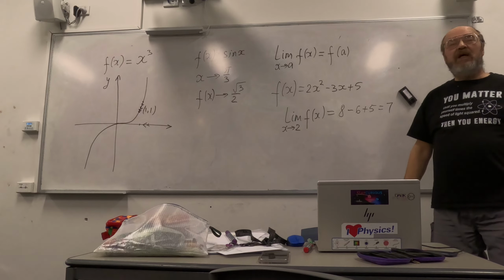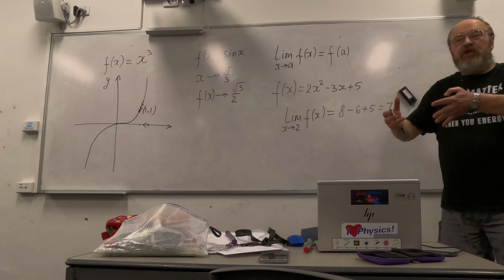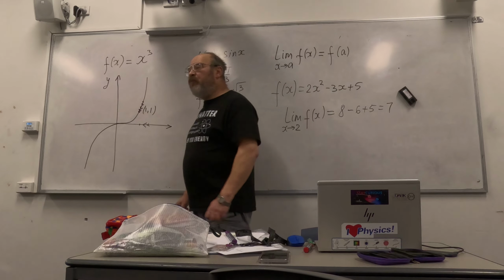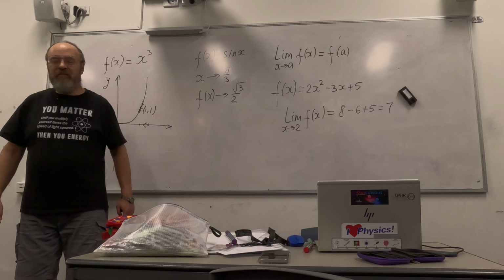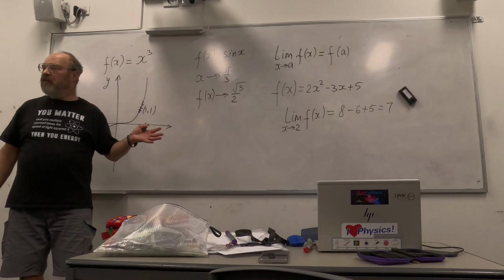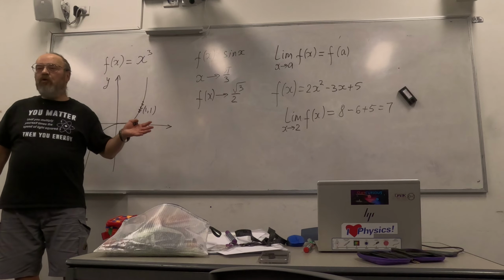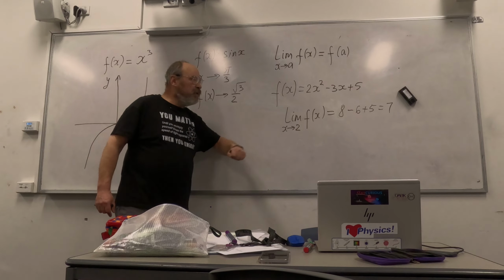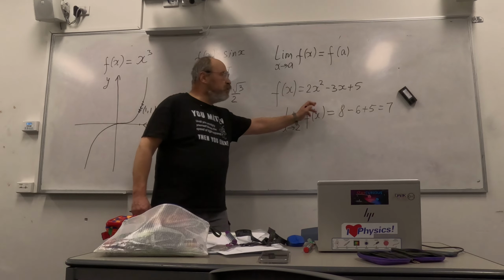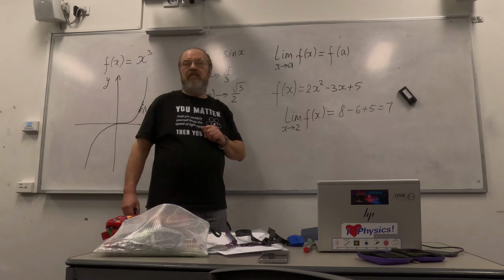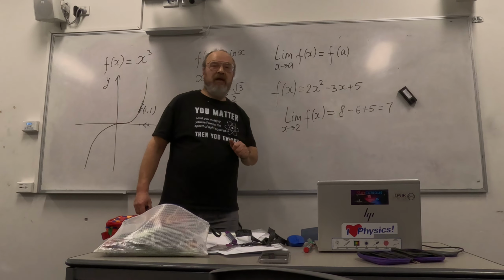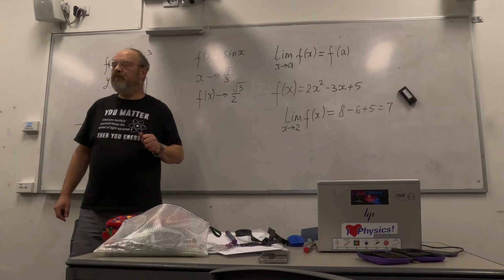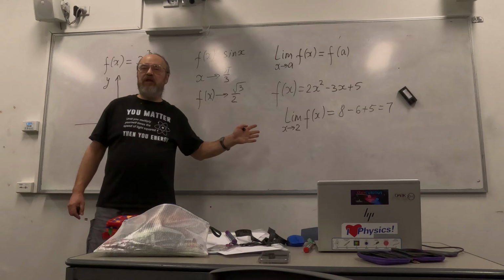equals 7, because when x is coming to 2, the function is coming to 7. Does that make sense? So if the function exists at this point, we just substitute the value of x into that function. What is limit?